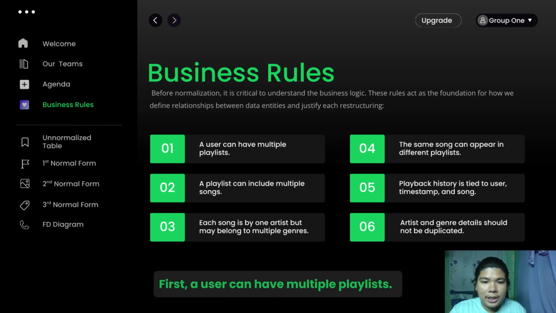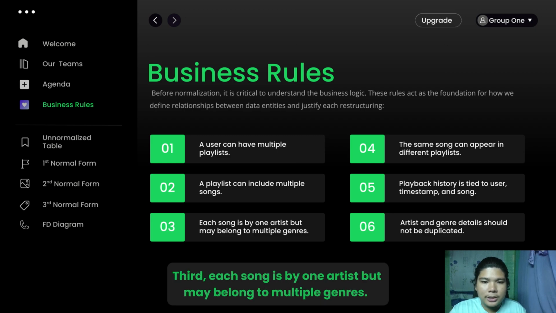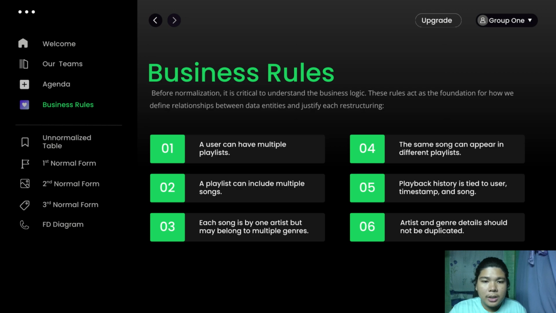First, a user can have multiple playlists. Second, a playlist can include multiple songs. Third, each song is by one artist but may belong to multiple genres. Fourth, the same song can appear in a different playlist. Fifth, playback history is tied to user, timestamp, and song. And sixth, artist and genre details should not be duplicated.